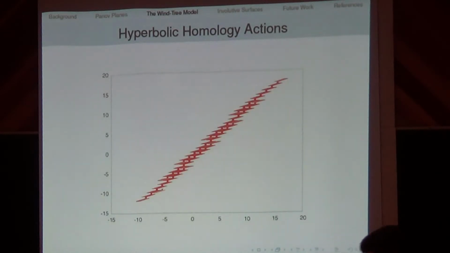So let me show you a picture of that. Here's this Panov plane where both edges are folded together. And I'm looking at a geodesic in the eigendirection of some pseudo-Anosov whose action on homology is hyperbolic. It stays confined to this little infinite rectangular strip.